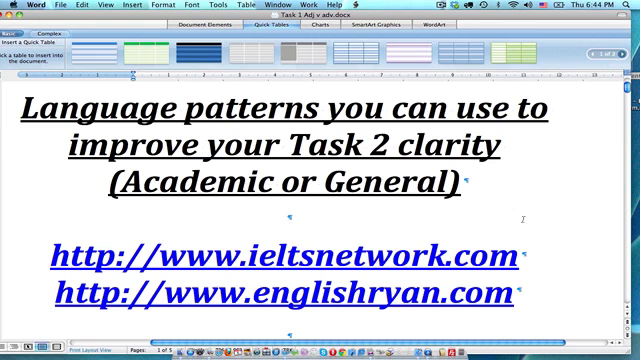This video is being made in response to a request that was posted by a user in the comments section of my previous video, and that previous video was looking at specific word combinations that could be used to improve clarity in Academic Task 1. In this video, we're going to be looking at Task 2 for the academic or general exam, and we're specifically looking at language patterns that you can use to improve your clarity.